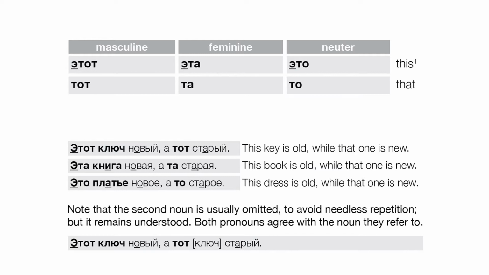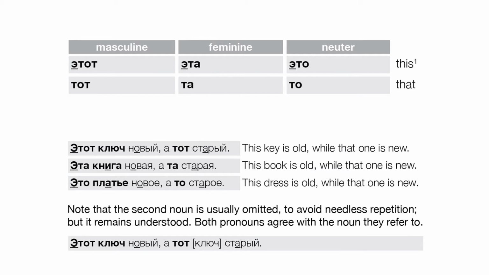Again, we omit the second noun, as we just mentioned: "Этот ключ новый, а тот ключ старый." And again, even though we may omit the noun in that second clause, we're still talking about a key. So even if the noun itself is not present, if we know what we're talking about, and that thing happens to be masculine, then everything has to be masculine.